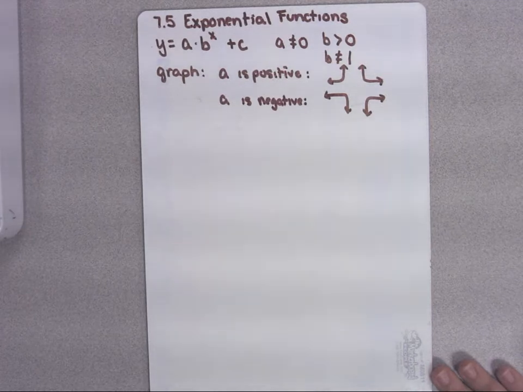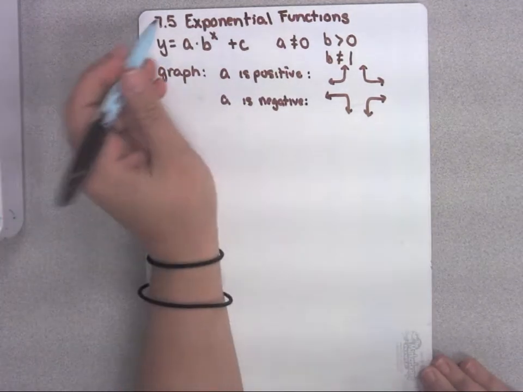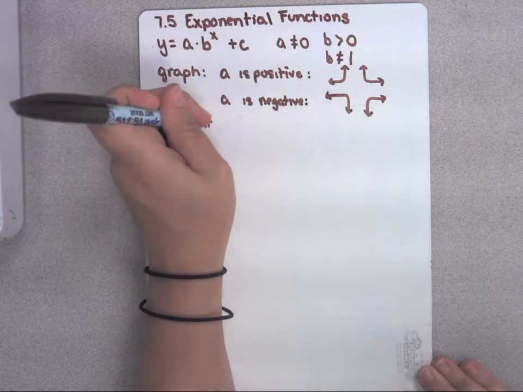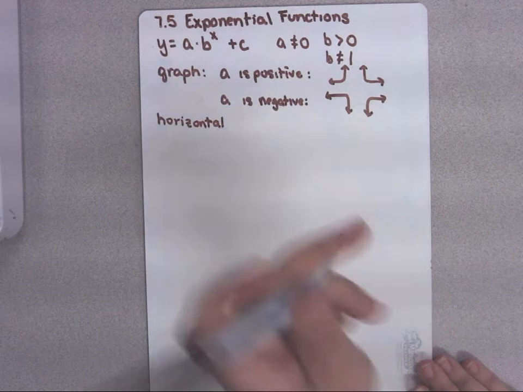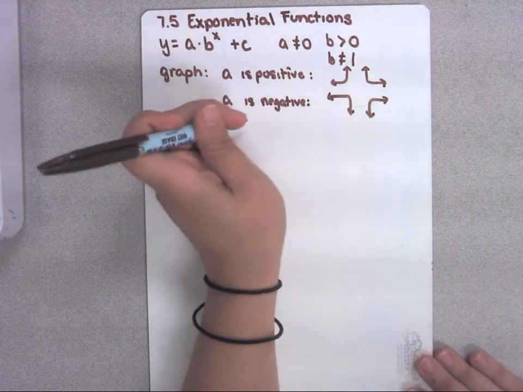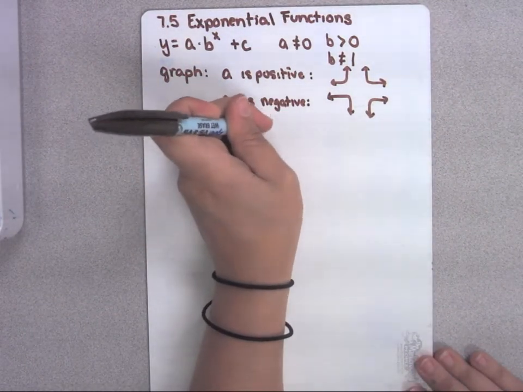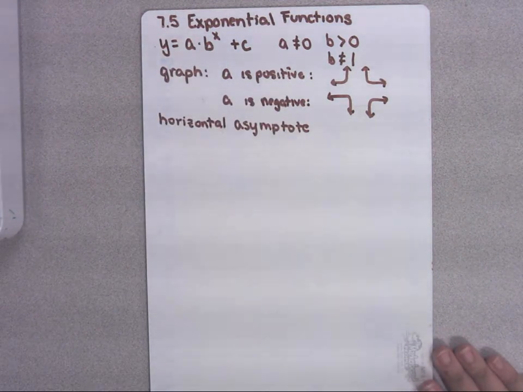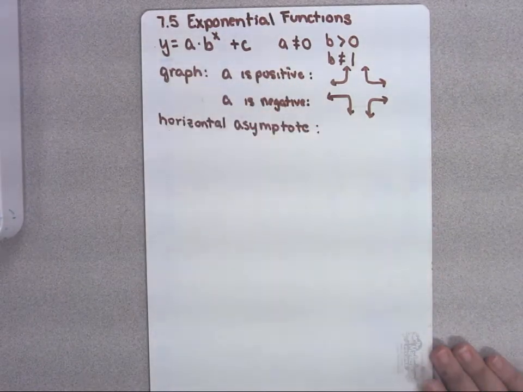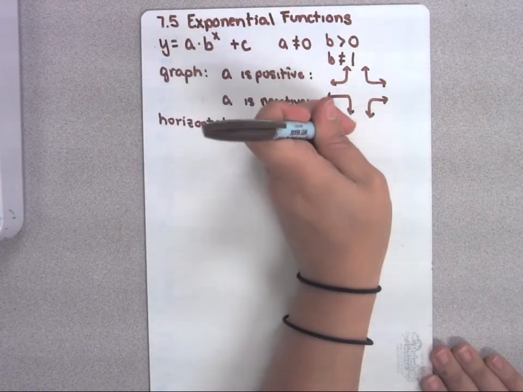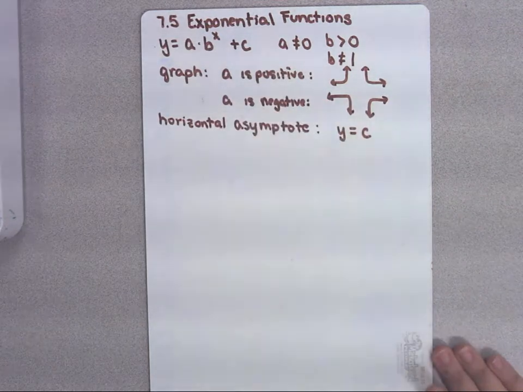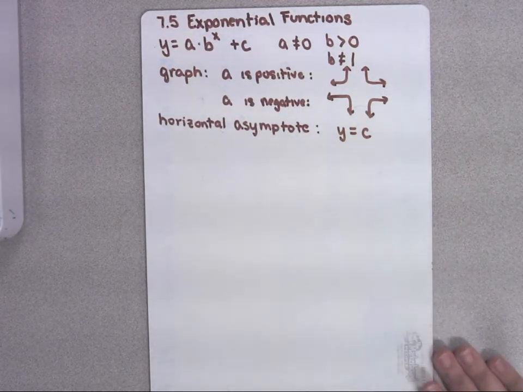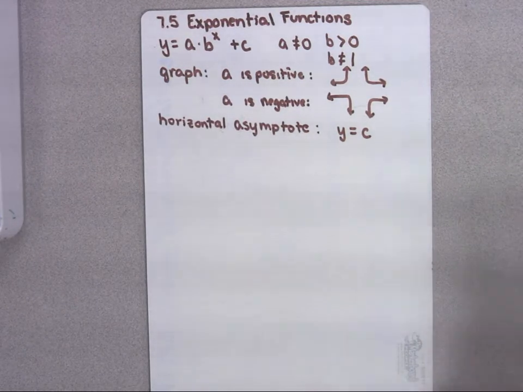Okay. And then this is a new thing you haven't had. This graph has a thing called a horizontal, and it's a weird word, asymptote. I know it sounds like a bad word. A-S-Y-M-P-T-O-T-E. Asymptote. What that means in this case is y equals c. So whatever c is in the equation, that's our answer. And I'm going to give you the definition for that. I'm just telling you all this is everything about exponentials.